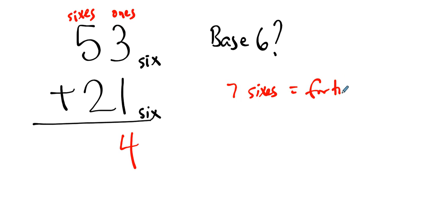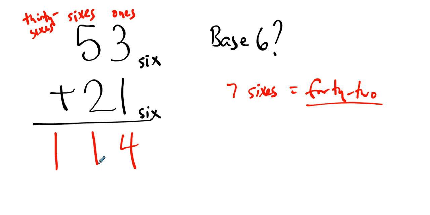is 42. And 42, well, that takes us into the 36's place. 42 is 1 thirty-six with 6 left over. We keep the place values in mind, and we change the representation because we can't write 7 as a numeral in base 6. What did we do? We carried.